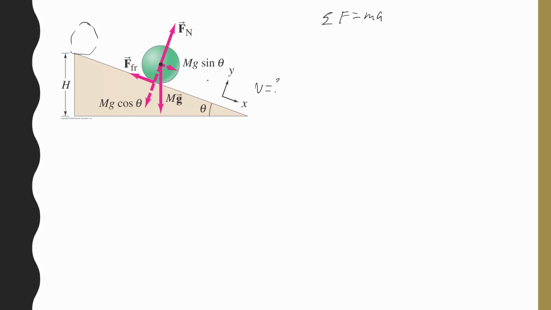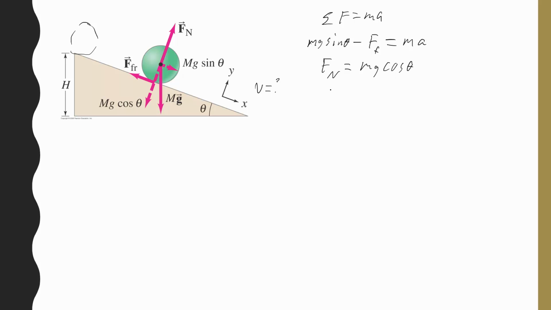So in the x direction, we've got a component of gravity. It's going to be mg sine theta, minus friction, because that goes up the ramp, equals the mass of this sphere times a. In the y direction, basically the sum of the forces equals 0, and so the normal force is going to equal the vertical component of gravity. So we can say normal force equals mg cosine theta.